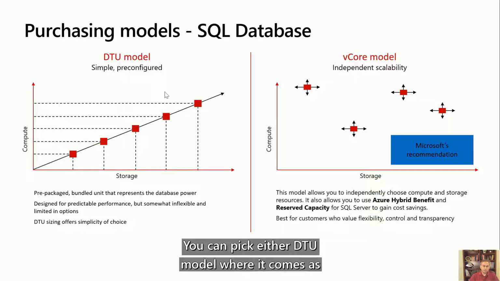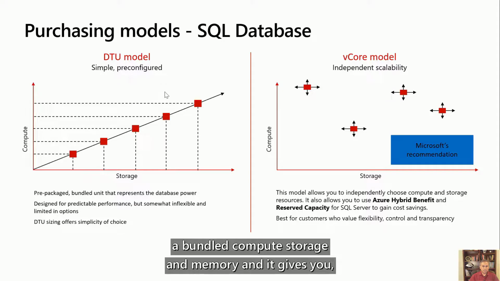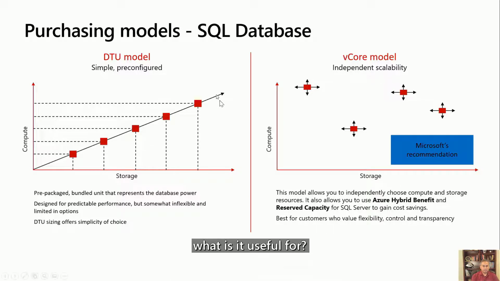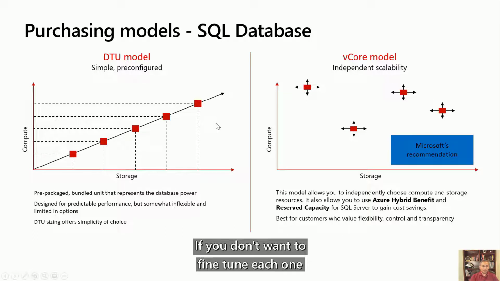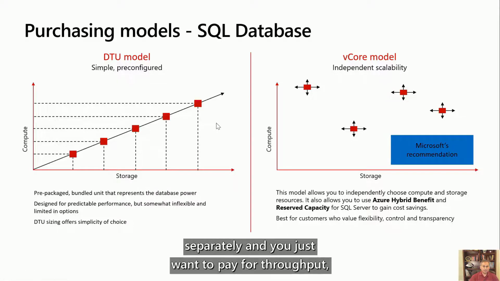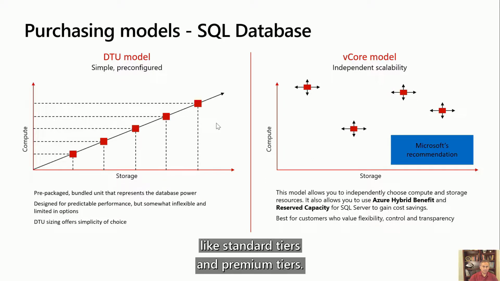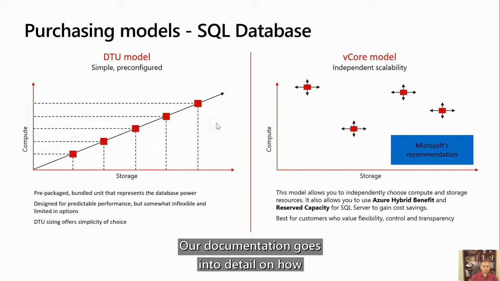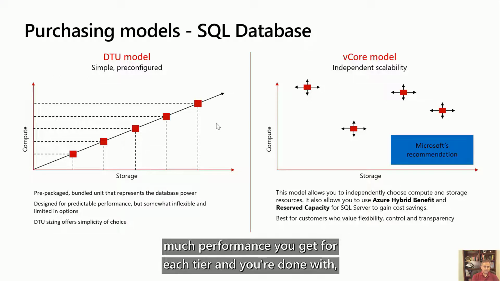You can pick either the DTU model, where it comes as a bundled compute, storage, and memory. What it is useful for is if you don't want to fine tune each one separately and you just want to pay for throughput, you can pick from different tiers like standard tiers and premium tiers. Our documentation goes into detail on how much performance you get for each tier, and you're done.